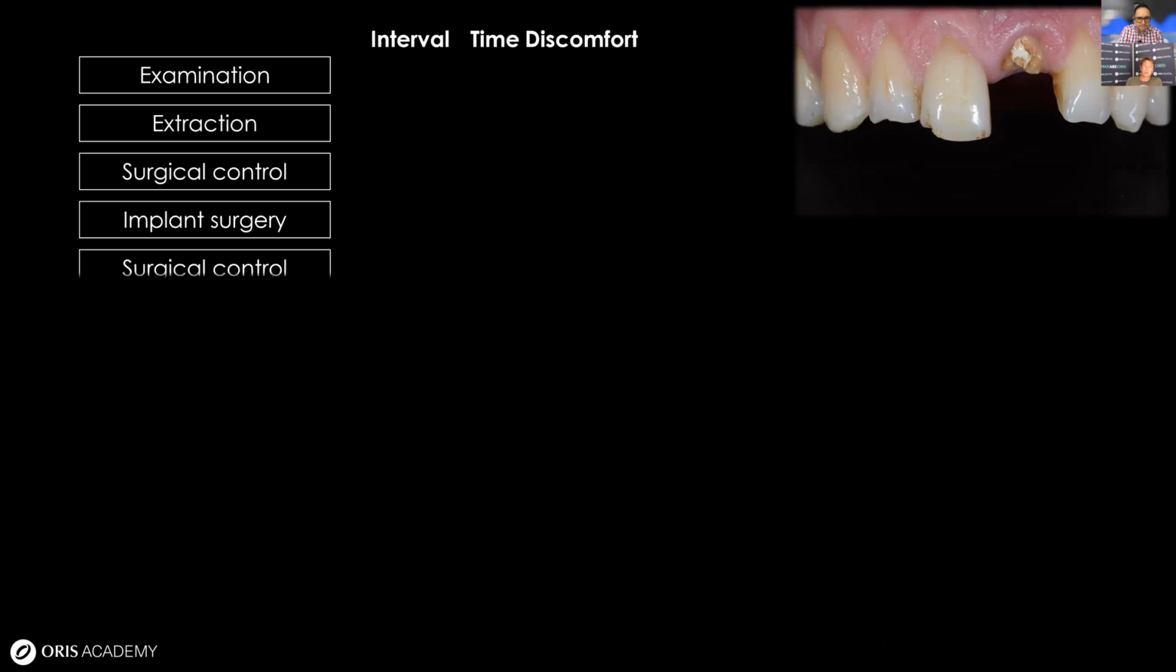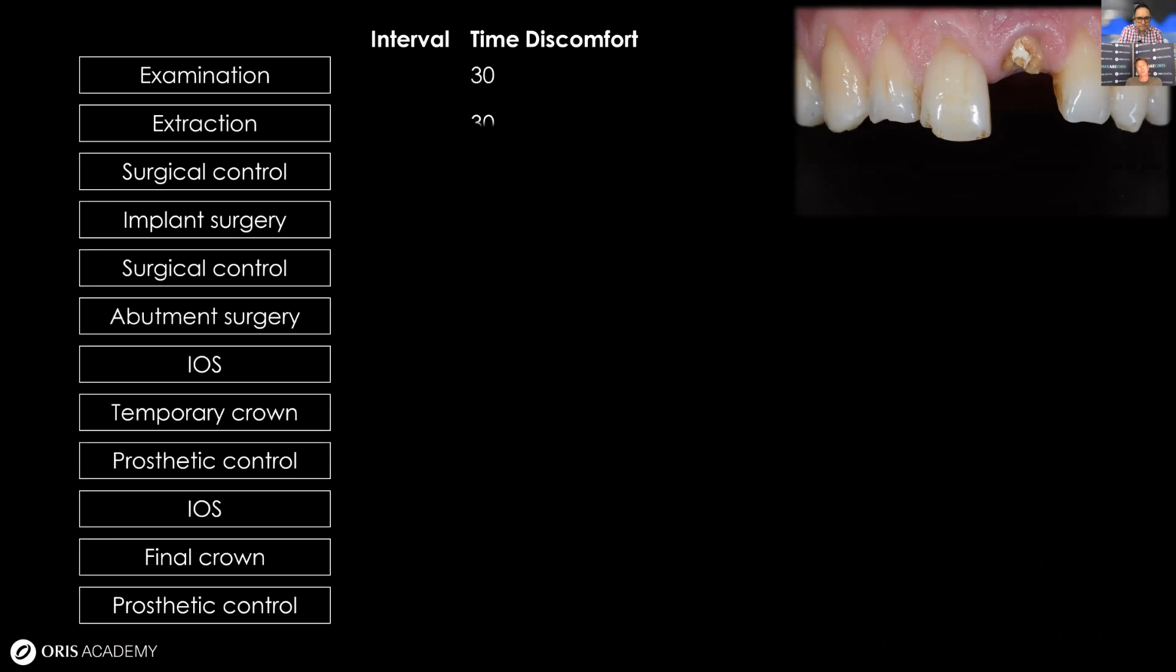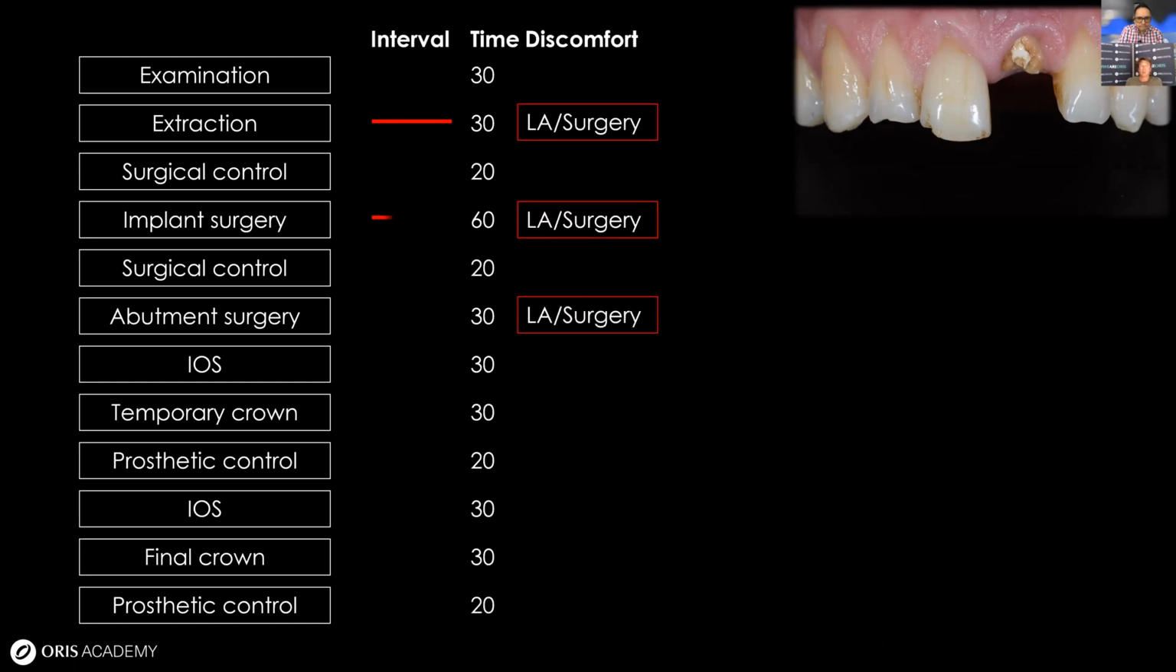Let's do this case like a normal case. We're doing the examination, we're putting up for an extraction, we're doing a control of the extraction, then we're placing an implant, then a control of the implant, and then an abutment surgery. Then we're doing a scan and a temporary crown and a control of that one, and then a final crown scan, and then a final crown, and then a control. And you see the minutes. All of those minutes, that patient needs to be in our office and out of his work or his social life.